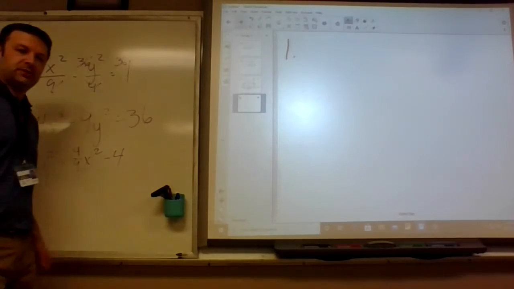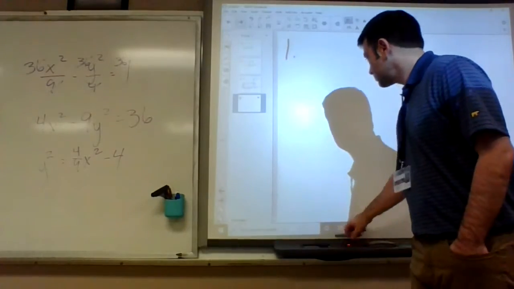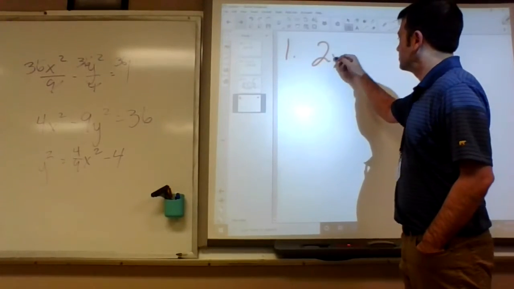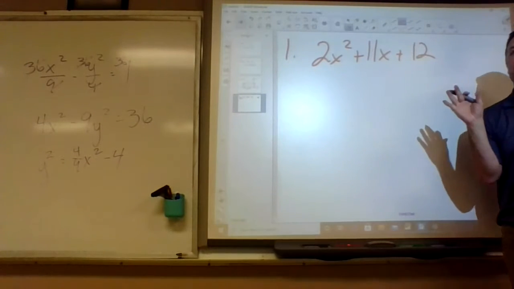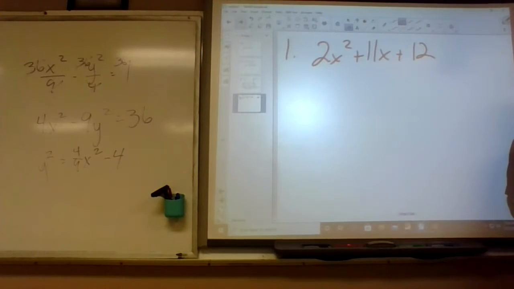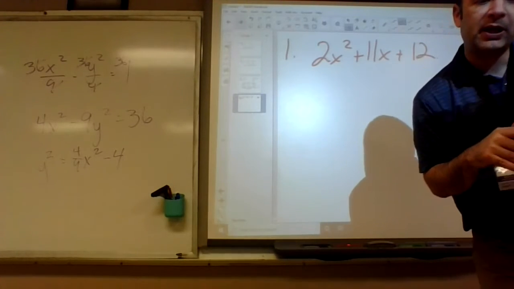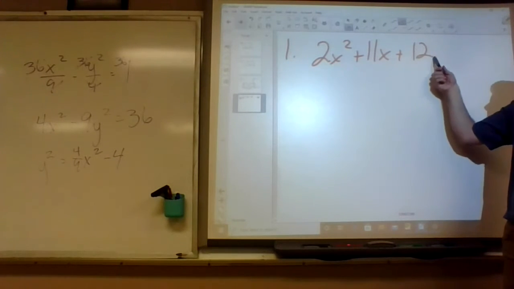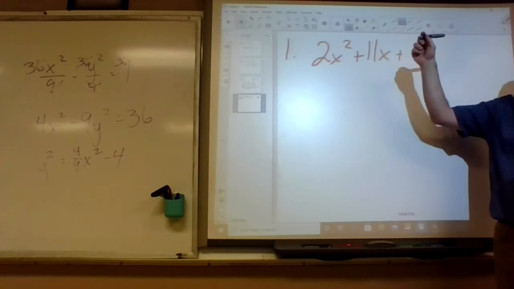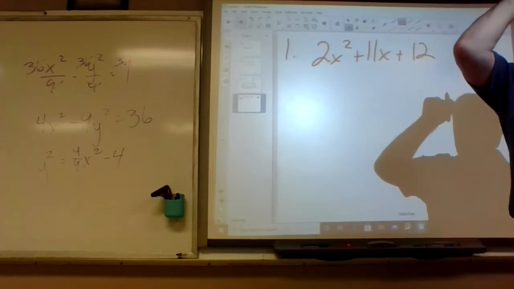All right. Number 1. You guys ready? 2x squared plus 11x plus 12. There might be some trial and error. Number 1 says 2x squared plus 11x plus 4. Evidently, some of your books have a misprint, so if your book does not say plus 12, scratch it out and put plus 12.